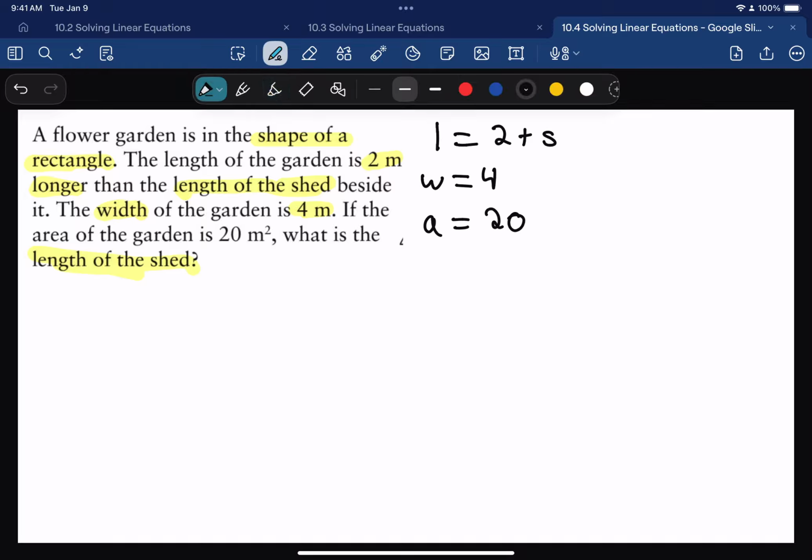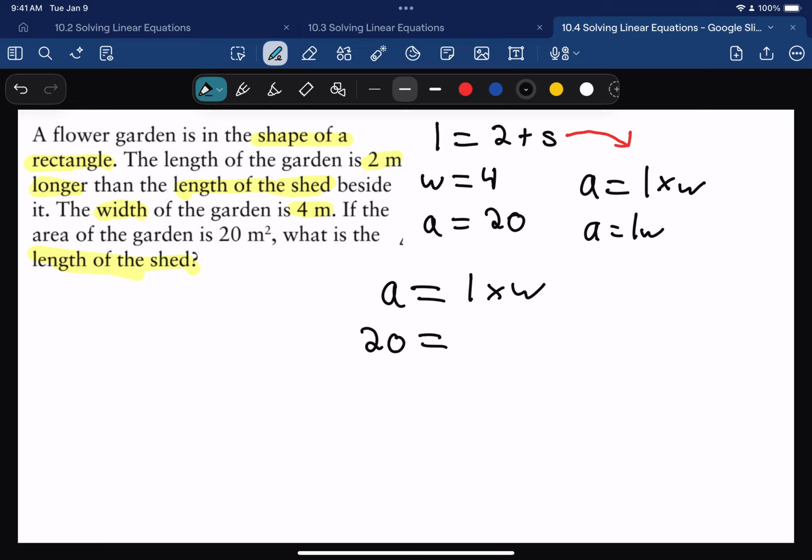Now if we remember all the way back to when we learned area, we know that area equals length times width, or area equals LW, length times width. So now why don't we just plug in all of our values into this formula? So length would be our 2 plus s, our width would be 4, and our area would be 20. So let's rewrite that. Area is 20 equals our length, which is 2 plus s, and our width, which is 4. So 2 plus s times 4.